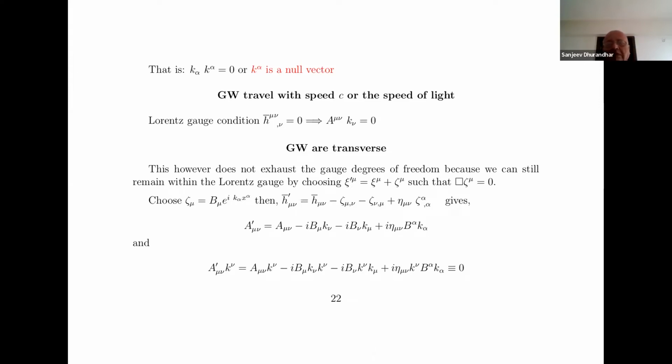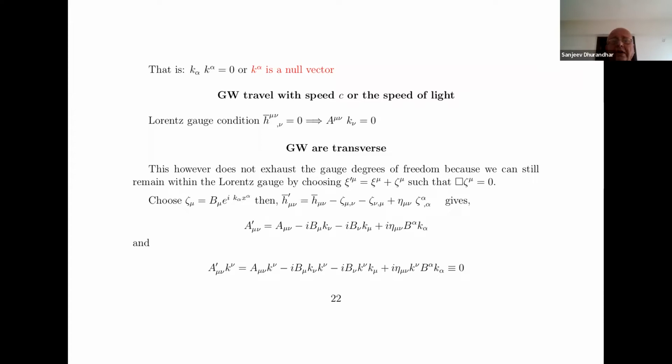Okay, now coming back to gravitational waves. I'll be drawing this analogy for some time with electromagnetic waves, because those are the kind of things with which you are familiar, and so you can make the connection more easily.